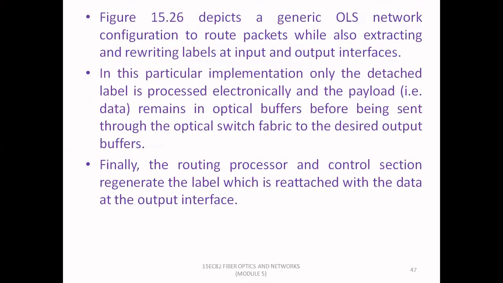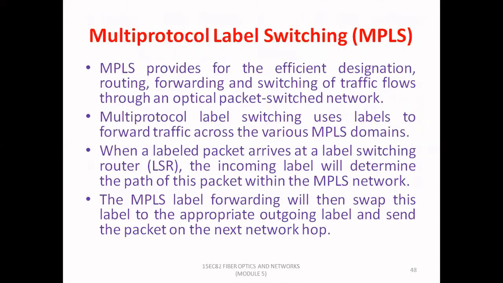Figure 15.06 shows a generic OLS network configuration to route packets while also extracting and rewriting labels at input and output interfaces. In this particular implementation, only the detached label is processed electronically and the payload remains in optical buffers before being sent through the optical switch fabric to the desired output buffers. Finally, the routing processor and control section regenerate the label, which is reattached with the data at the output interface.